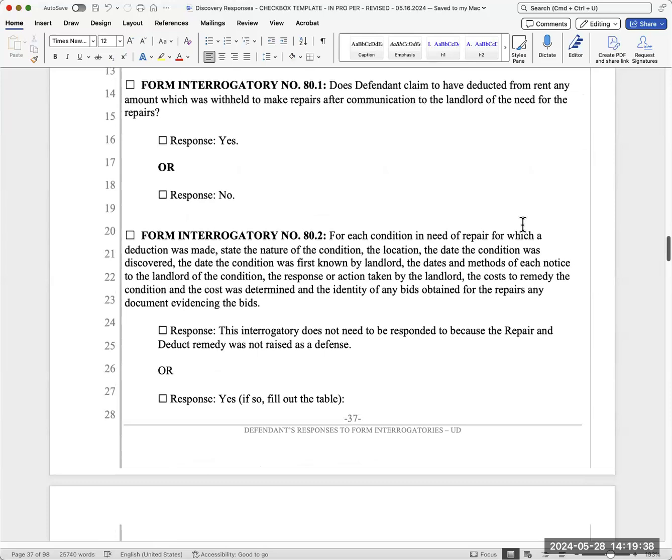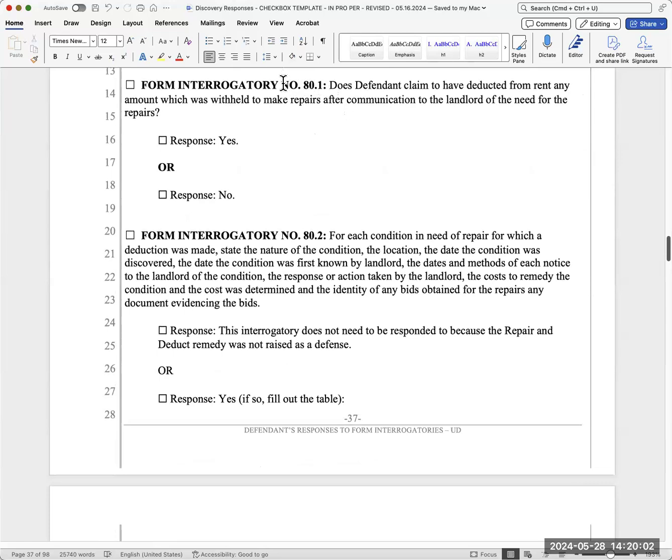80.1, does the defendant claim to have deducted from any amount which was withheld to make repairs after communication to the landlord of the need for the repairs? Okay. Section 80, all the questions that start with 80, let's say 80.1 or 0.2, 0.3, etc., right, have to do with what's called repair and deduct.